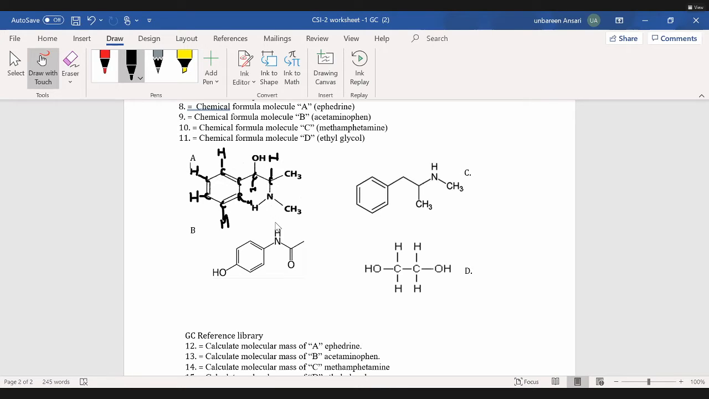Yes. Okay, so now let's count. We need to write the chemical formula. So how many C's do we have? Let's count the C's. One, two, three, four, five, six, seven, eight, nine, and 10. So we have C10. Can you see my arrow move? Yes. Okay, so does everybody agree that there are 10 carbons? Yes.